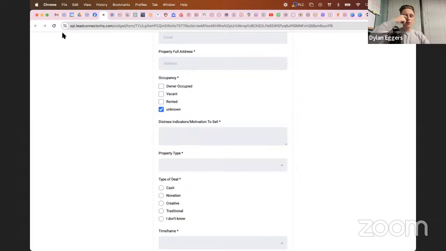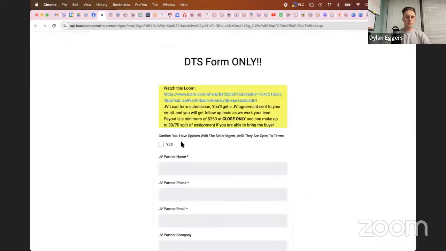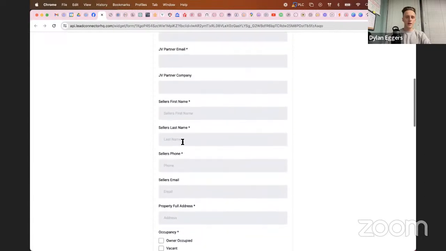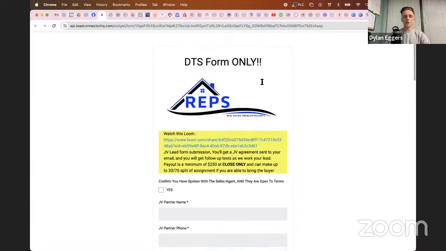Gerardo says if it's off market, you don't need to add anything for the agent parts. No, and you're going to use a different form. You're going to use the direct to seller form right here. Yeah, so there's no info for the agent. So make sure you use the direct to seller form, obviously.